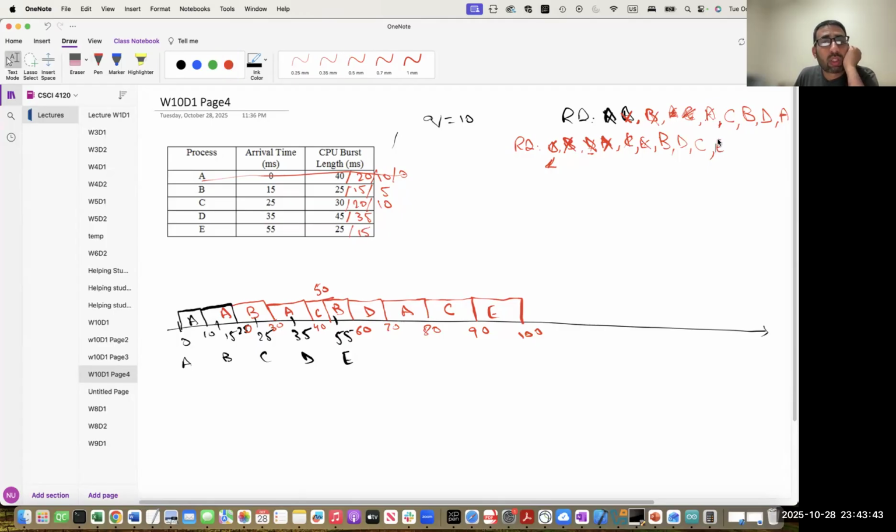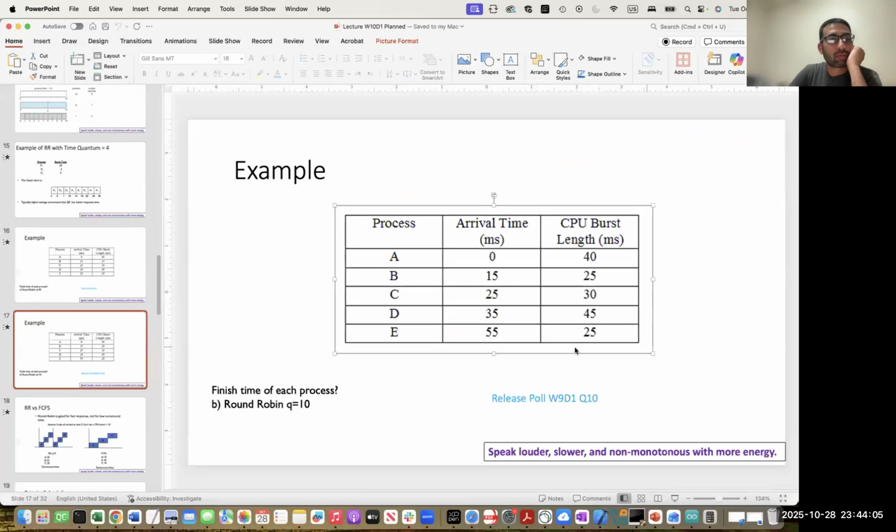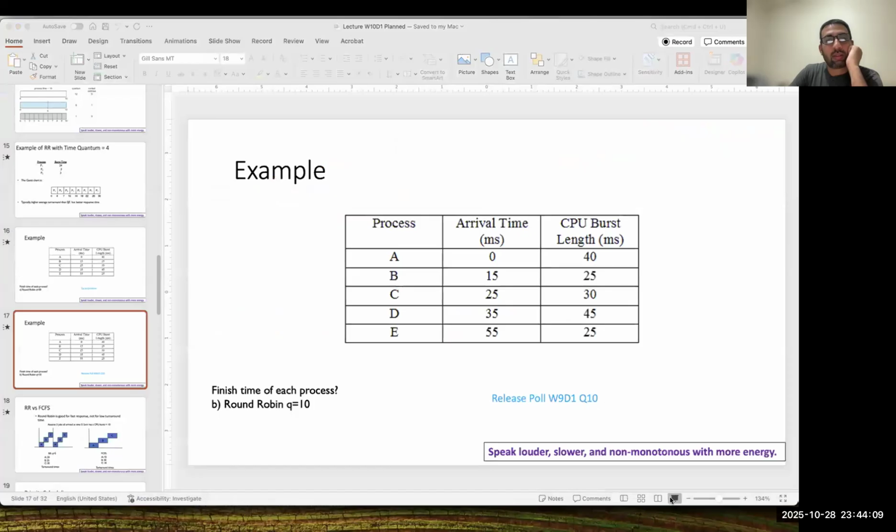Guys, do you want me to complete this one? You got the idea how things are working, right? Yeah, we got the idea. I feel like it will take much longer. It looks like it will take forever to complete this one, because the quantum value is too small, 10, right? Yeah. So you can complete the rest of this example on your own.